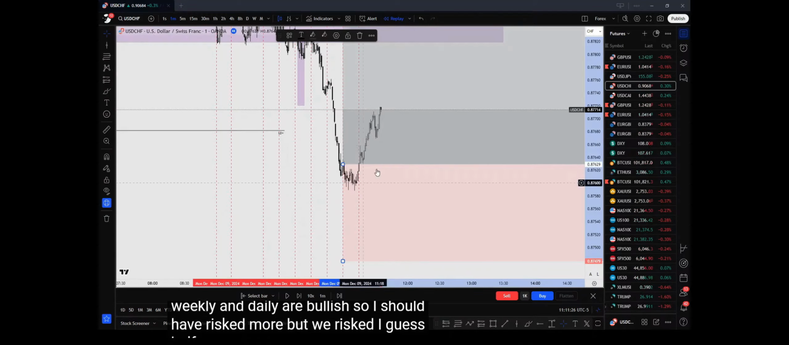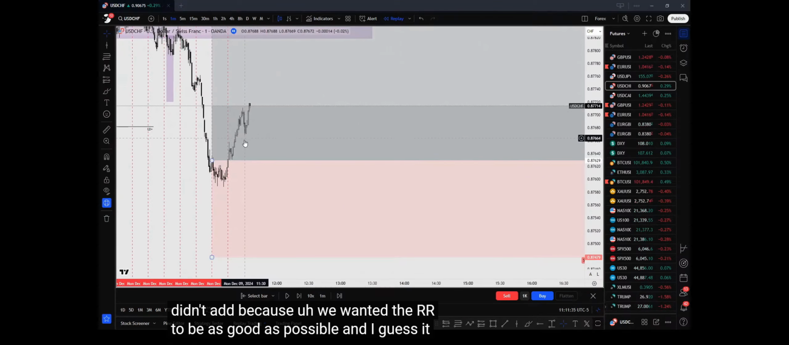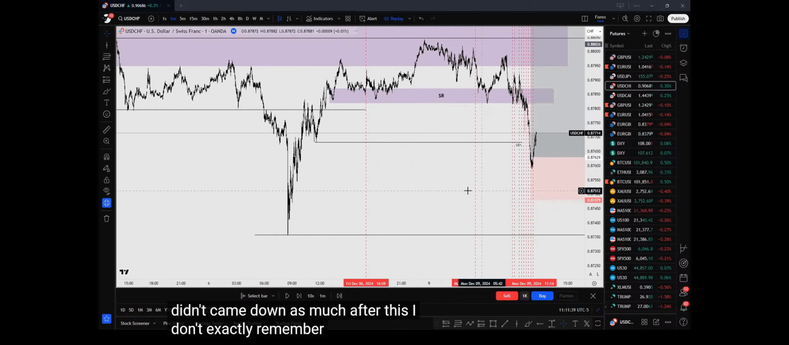But we risked, I guess, 0.5% or something like this, and we couldn't add to the position. We didn't add because we wanted the RR to be as good as possible, and I guess it didn't come down as much after this. I don't exactly remember, but this is how it went.